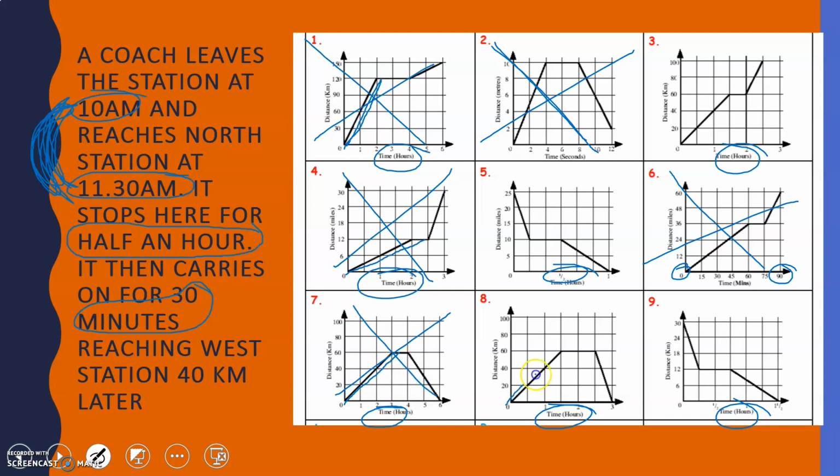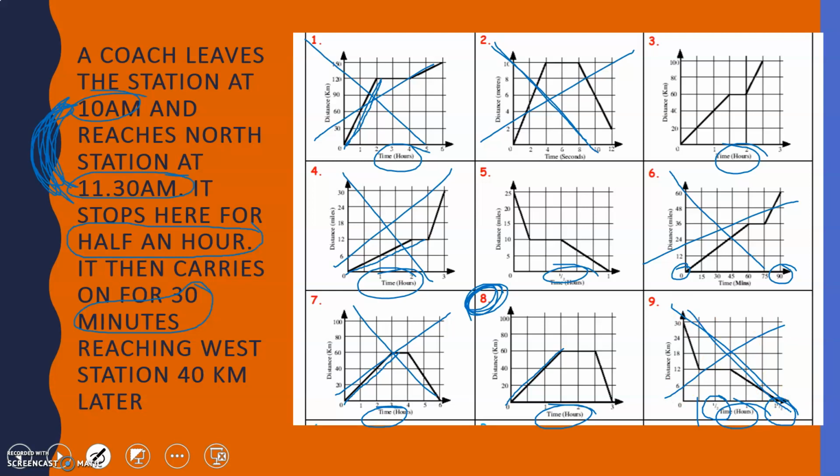Number 8, the first segment goes for an hour and a half. Okay, so this one might work. So I'm going to circle number 8 so we don't forget about it. Number 9, it says that the person's moving away from the station, and this mark is half an hour, so this one would be 15 minutes. Plus, this graph says that everything happens in an hour and a half, so this one cannot be our graph. So we said 8 might be a graph.